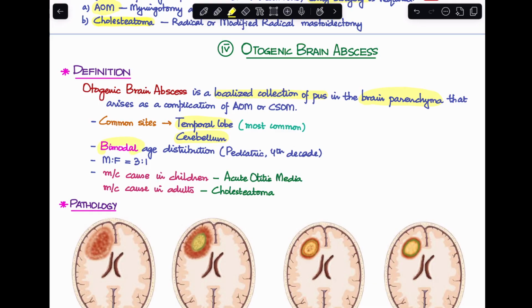Usually, there is a bimodal age distribution seen here. The first peak is seen in the pediatric age group and the second peak in the fourth decade of life. There is a slight male preponderance over here. The most common cause of otogenic brain abscess in children is acute otitis media, whereas in adults it is cholesteatoma.